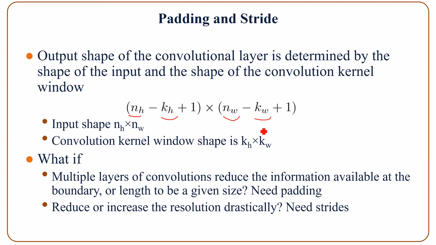Through multiple layers of convolutions, information available at the boundary of the images is reduced. If we want to keep the size of the output the same through multiple layers, we will need padding. In another scenario, if we want to reduce or increase the resolution, we will need strides.